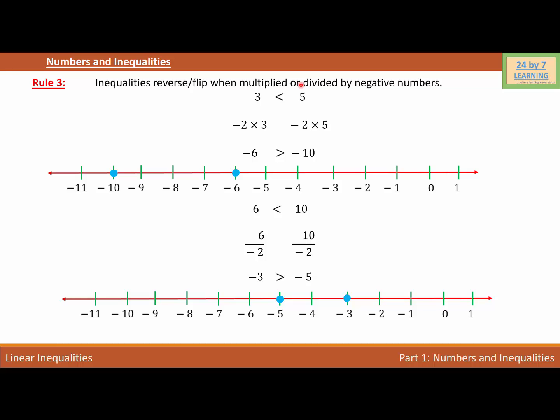In other words, if we have an inequality and we multiply it by a negative number or divide by a negative number, then the inequality reverses, and you flip the inequality to represent the actual multiplication. And this is how we establish the relationship between numbers and inequalities.